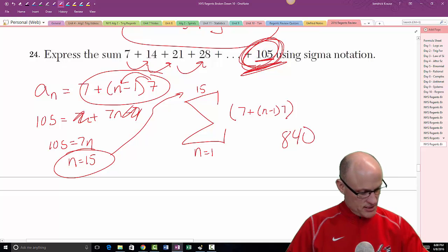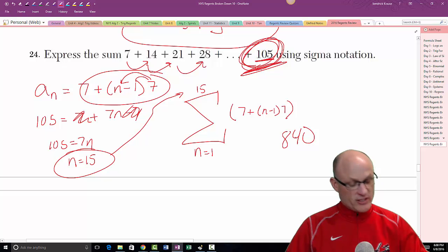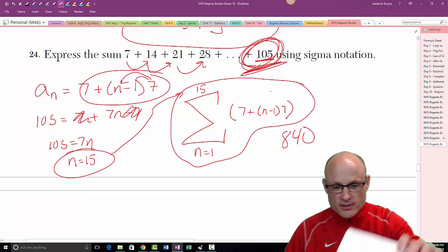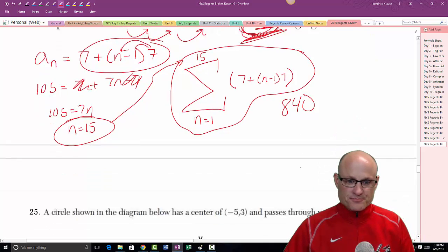Oh, I never finished it. Oh, it didn't say find the sum. It said express the sum. Well, I guess this is the answer right here. All right, let's keep going.